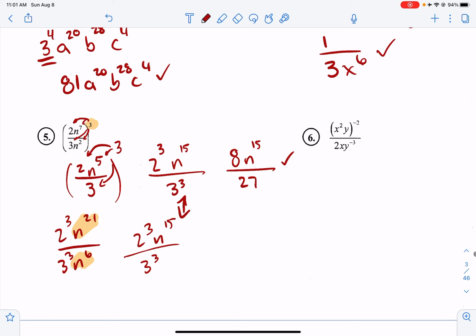But if I can get rid of that inside, if I can simplify it a little bit at the beginning, I'm going to try to, all right?